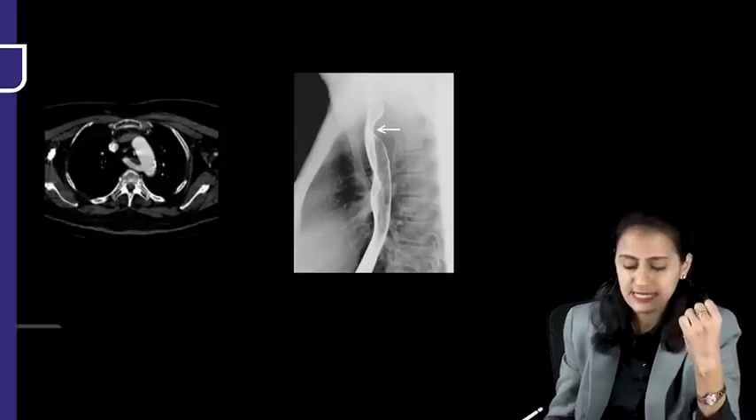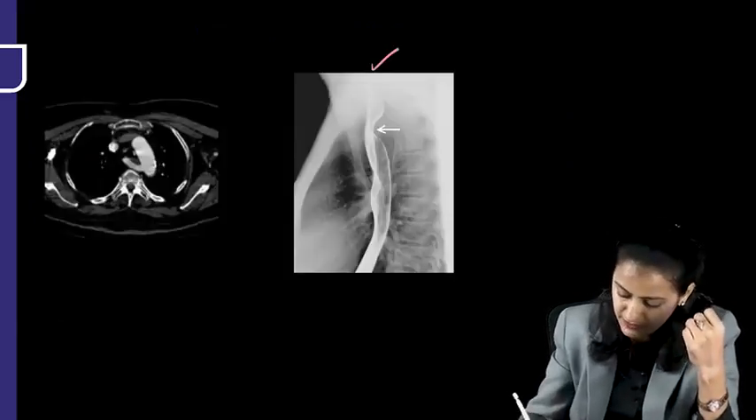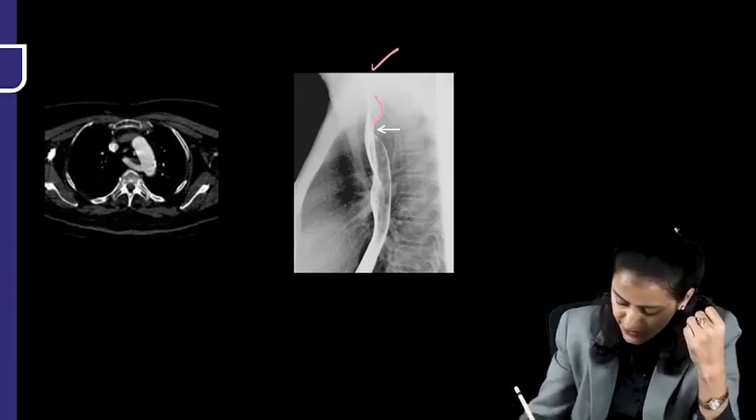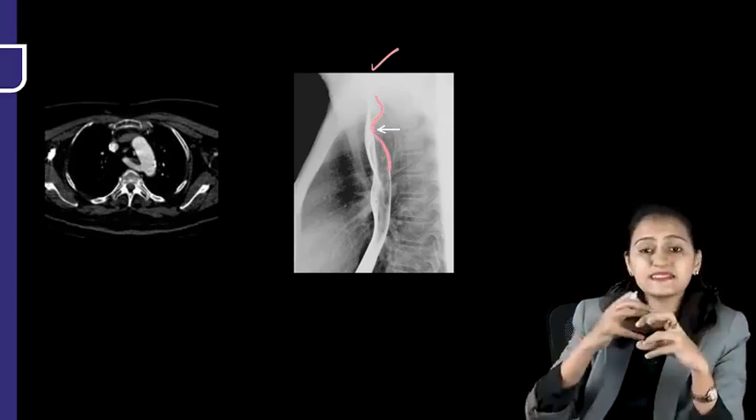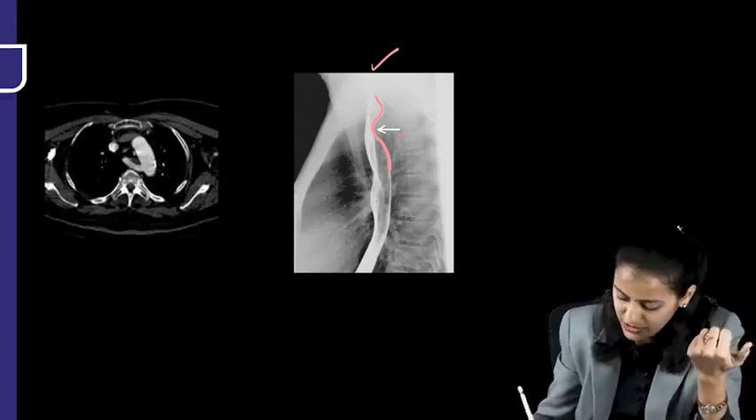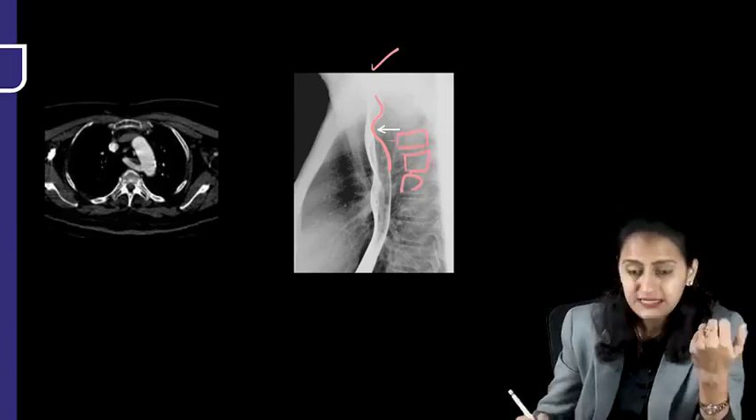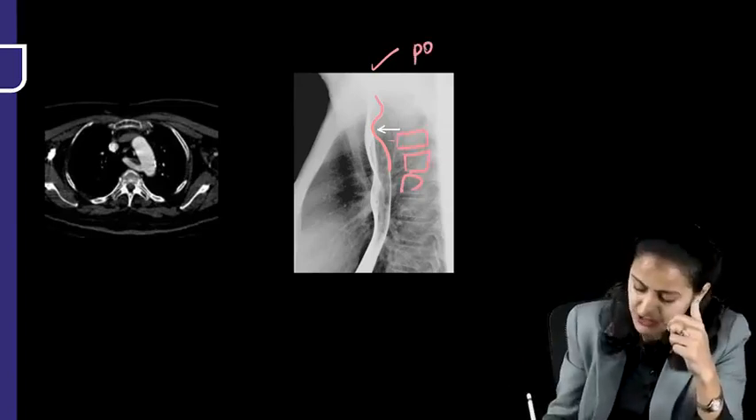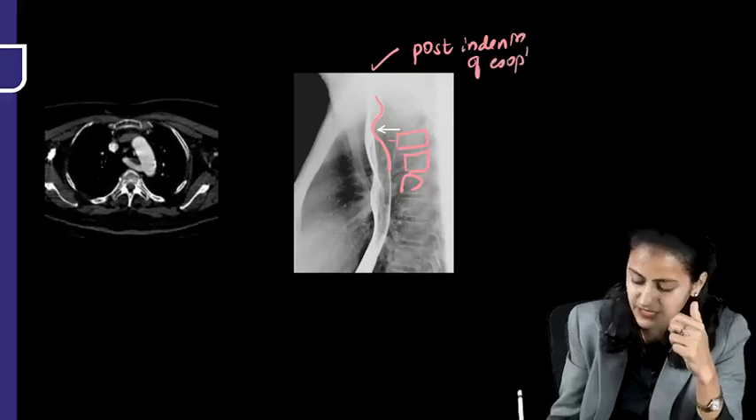Next one, what are we seeing here? So here in the barium swallow image, we are seeing the esophagus showing an indentation. There is some compression happening there. Is it anterior or posterior? Because it is towards the vertebra side, that means it is posterior. So this is showing posterior indentation of the esophagus.